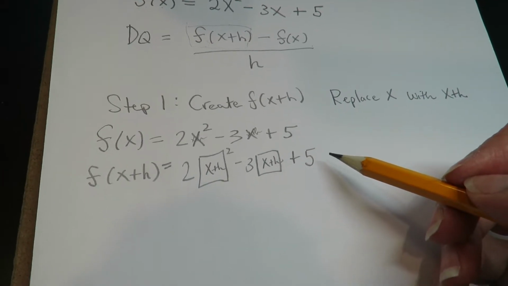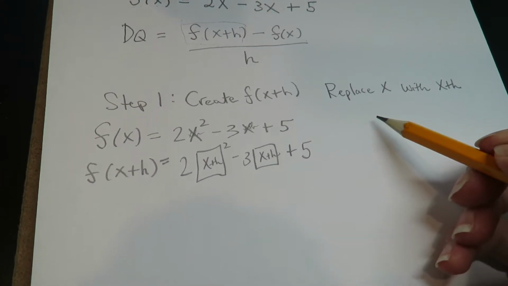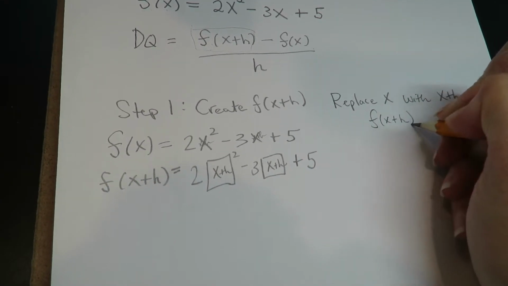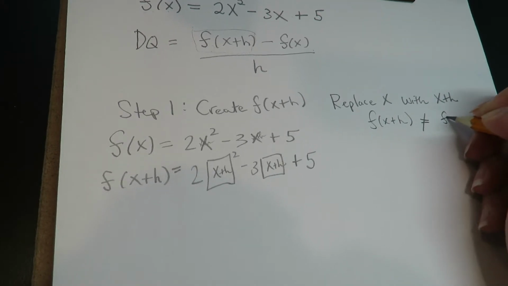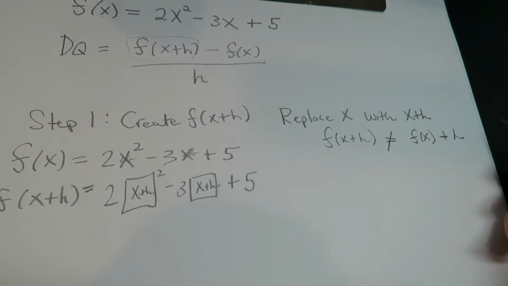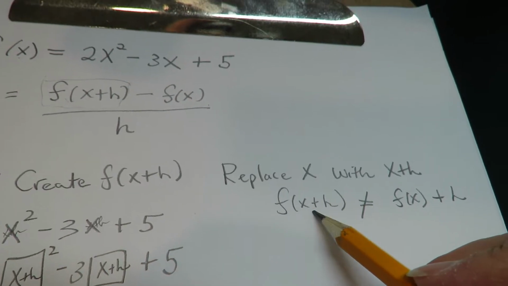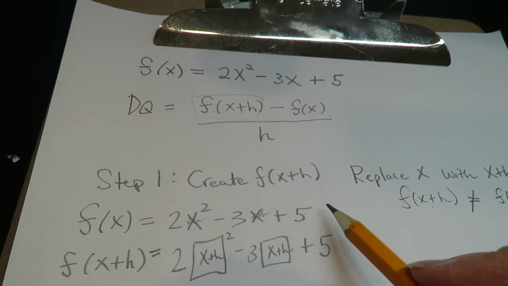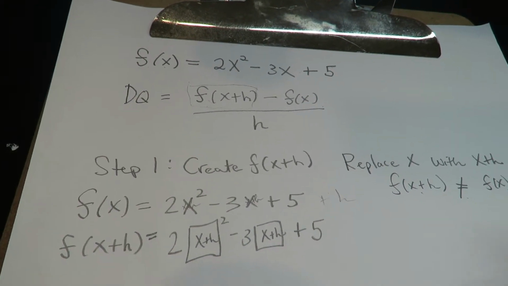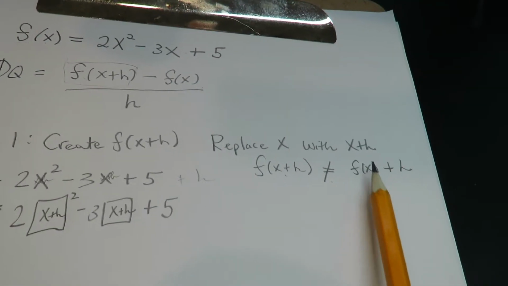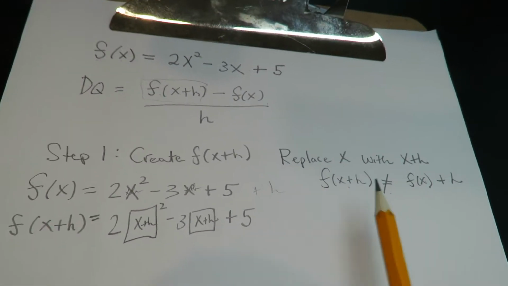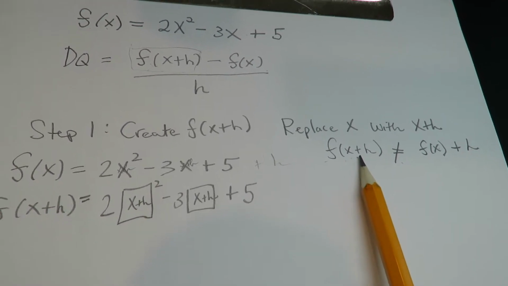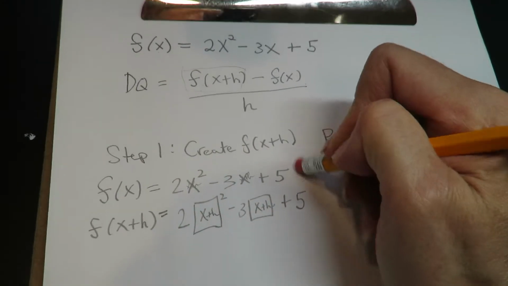Do not add h at the end. Do not add h at the end. f of x plus h is not the same thing as f of x, plus h. Substituting in is not the same thing as tagging something after. This would be tagging something after. Don't do that. That's not what I'm asking. That would be this, when you take the function and at the end you add the h. I'm not asking that. I'm asking that you substitute x plus h into the function.